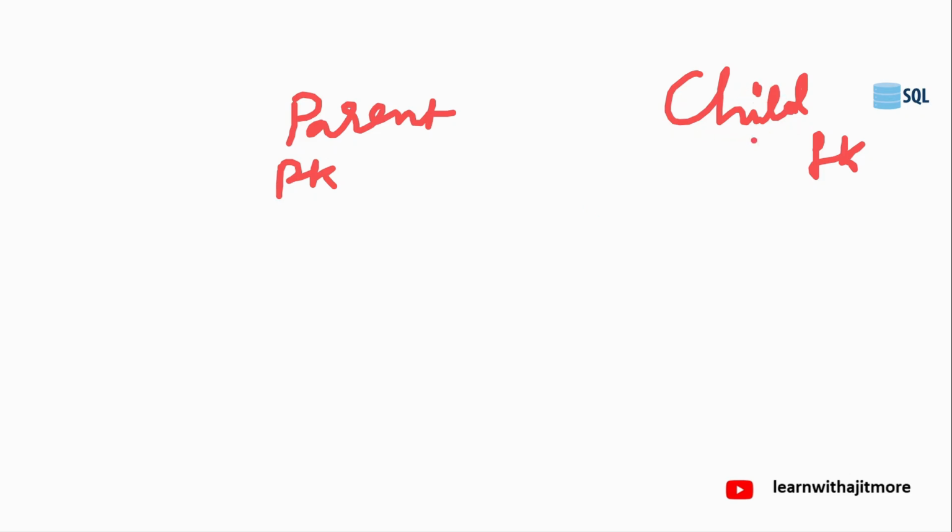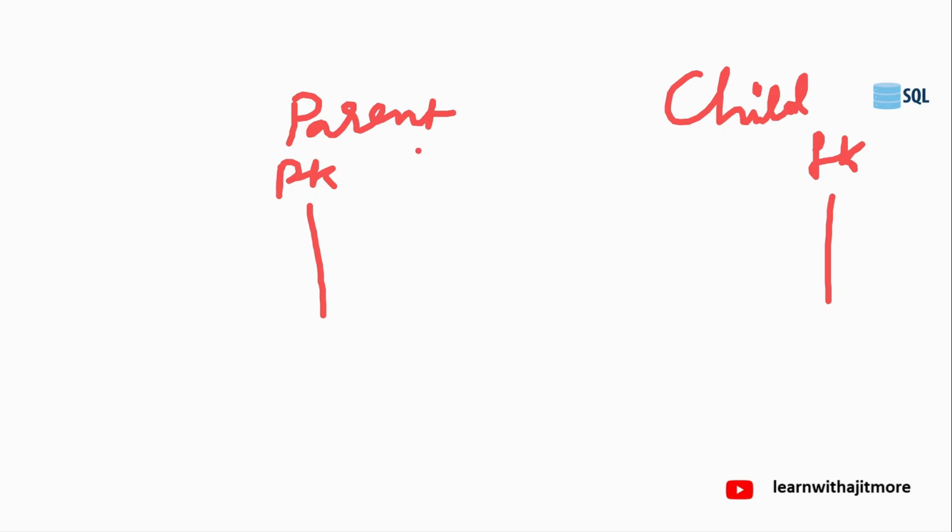So there is a child table. In the child table, there is some column called a foreign key, and the foreign key always refers the value from the parent table's primary key. So whatever values are there in the parent table primary key, they are always referred here. So we generally call it a referenced table and a referencing table. Child is a referencing table, parent is a referenced table. Getting? And child is existence dependent on parent.